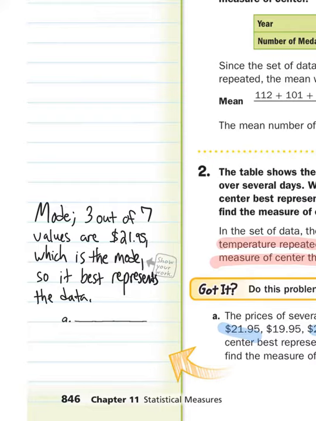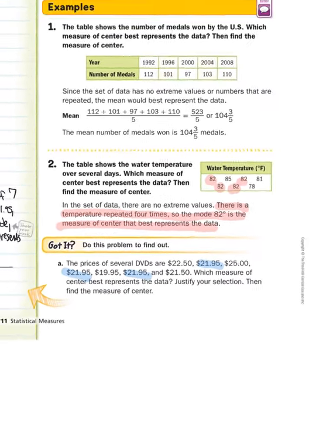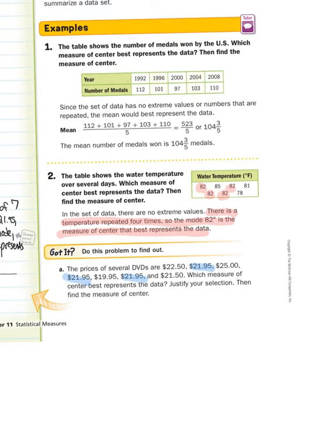Now, don't start erasing if you didn't have mode, because you could also argue the mean. You could say, you know what, the numbers are pretty close together and there aren't any extreme values. And if you said mean because the numbers are close together, there's no extreme values, and you found the mean, whatever it is, then I would accept that as well.